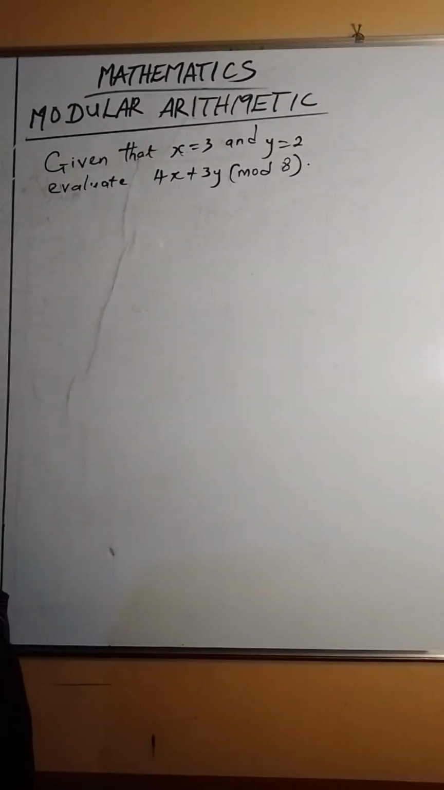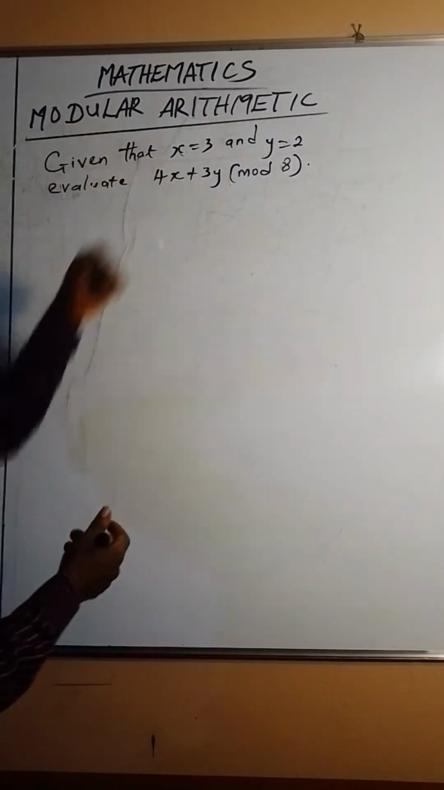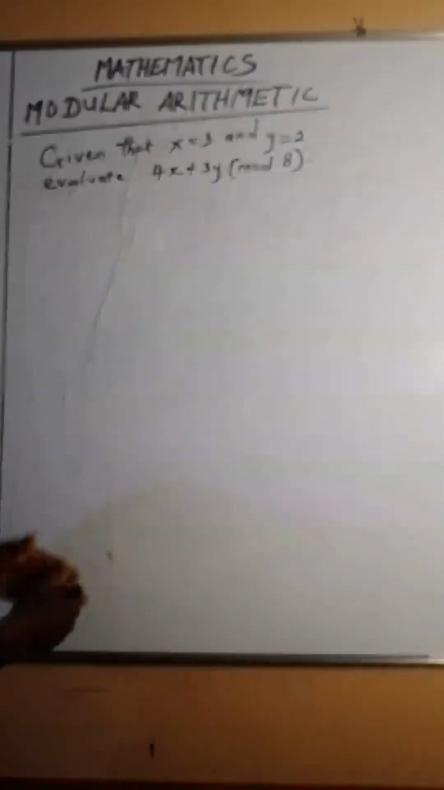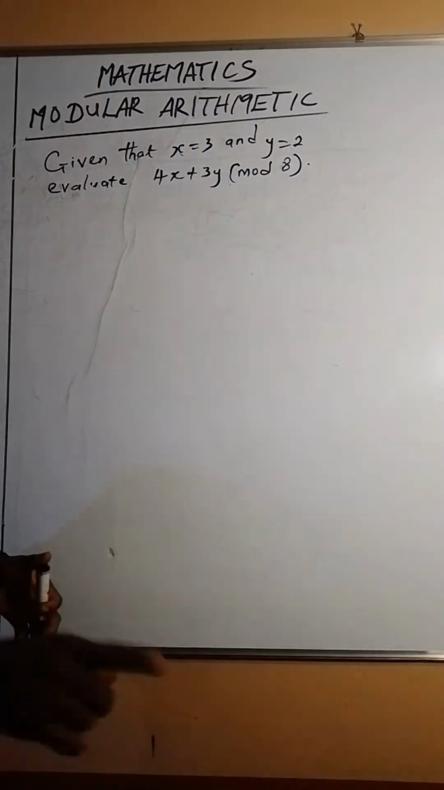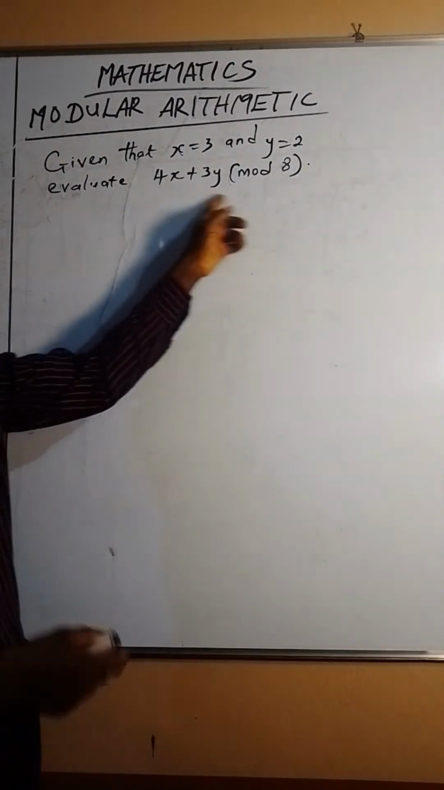So here we are with another question, and this question is on modular arithmetic. So here we have modular arithmetic. Modular arithmetic is an arithmetic that goes in a circle.